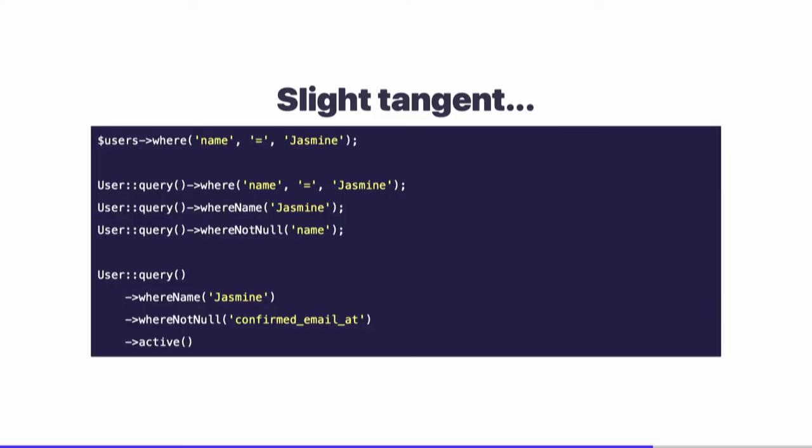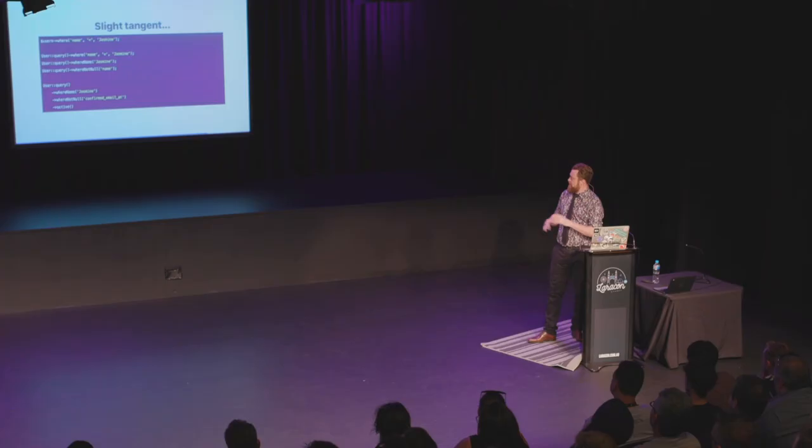You might like that, might not. Or where not null. And you can see here that they all start with where, like all this filtering that happens on the query all starts with where, same with the collection. So then we come along and we write our user query, and we go where name is Jasmine, where not null, confirmed at email. But then I find that a lot of people, when they create a query, and I'm not saying this is a bad thing, I just have noticed that we just go active, instead of where active. And it kind of creates this inconsistent API with filtering.